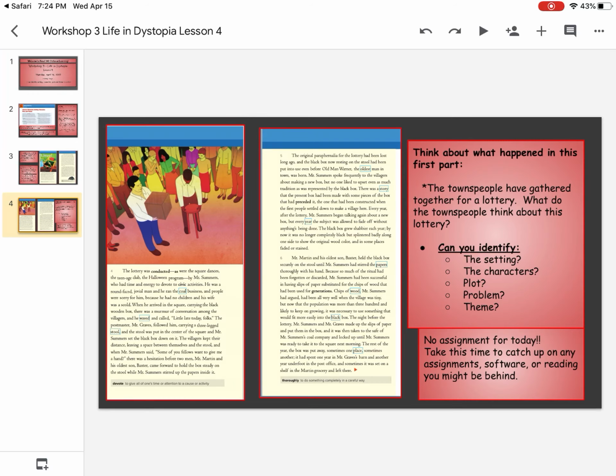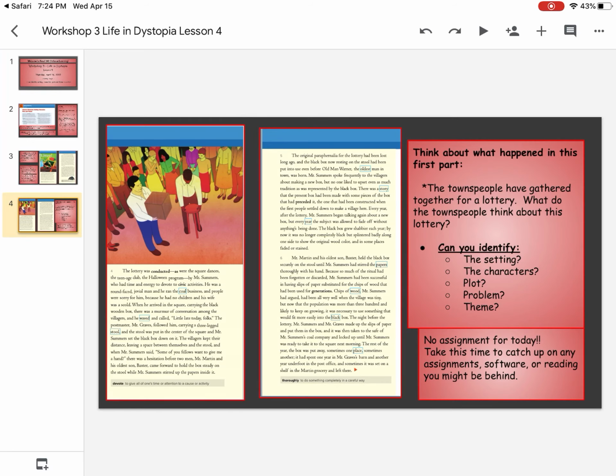Okay, paragraph 5. The original paraphernalia for the lottery had been lost long ago, and the black box now resting on the stool had been put into use even before Old Man Warner, the oldest man in the town, was born. Mr. Summers spoke frequently to the villagers about making a new box, but no one liked to upset even as much tradition as was represented by the black box.